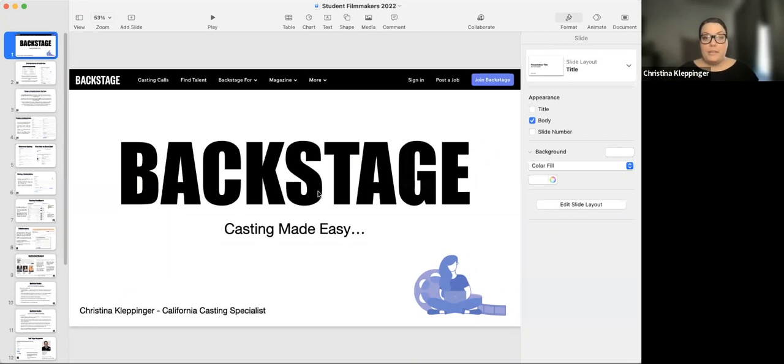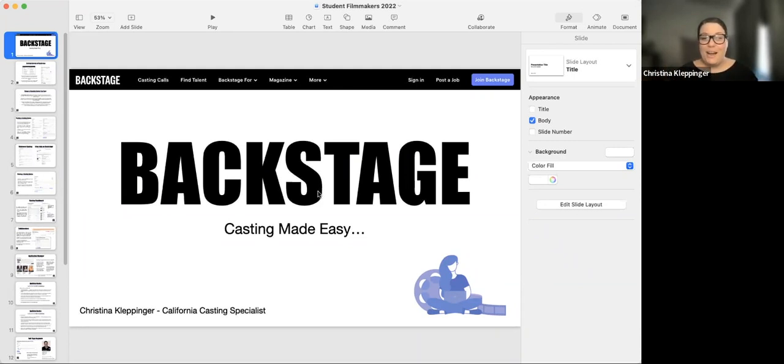So a couple things about the site right off the bat. If you've never cast via Backstage, you don't have an account, the most important thing for you to know is that we've got two sides to the site. So there's our actor side, and our actors pay a flat monthly fee to be part of the site. That fee lets them build out a full profile, but they pay monthly. Our filmmaker accounts are free. So that's the most important thing.